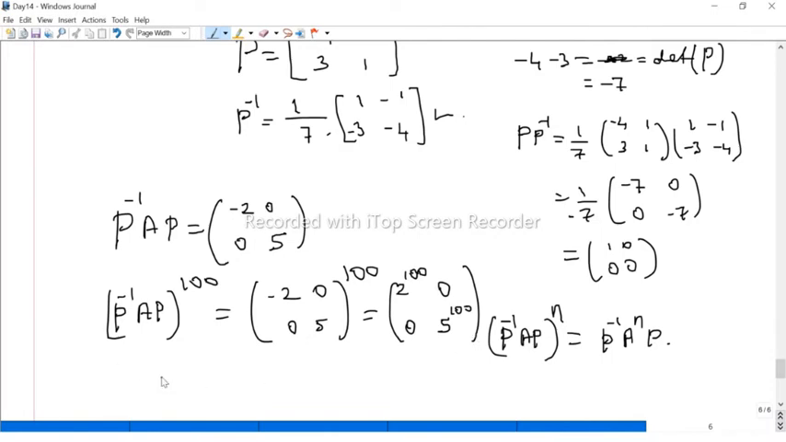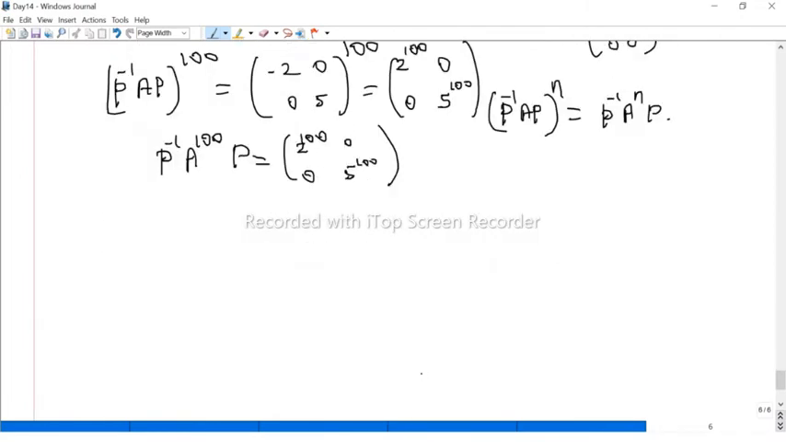But if you take 100 inside, we get P inverse A to the power 100 times P equal to this matrix, 2 to the power 100, 0, 0, 5 to the power 100. But we need A to the power 100. Therefore multiply by P on the left, canceling the P inverse, and multiply by P inverse on the right, canceling the P, on the left and right sides, and we get this one. Now what is P?